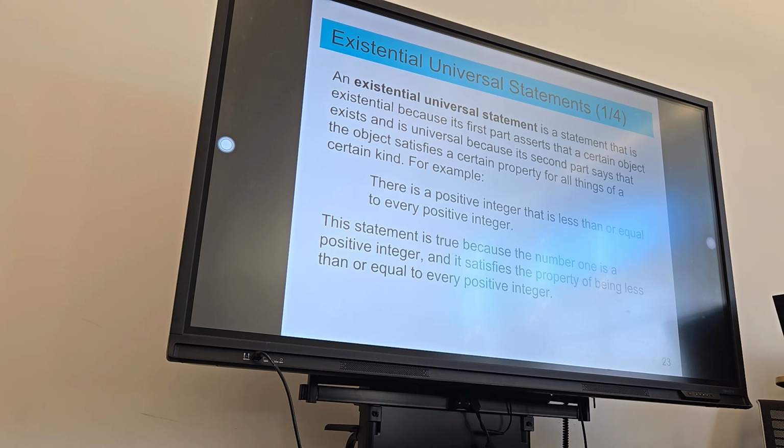As an example, there is a positive integer that is less than or equal to every positive integer. This statement is true because the number 1 is a positive integer, and it satisfies the property of being less than or equal to every other positive integer, or every positive integer.